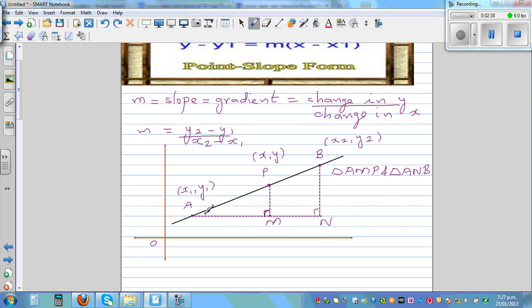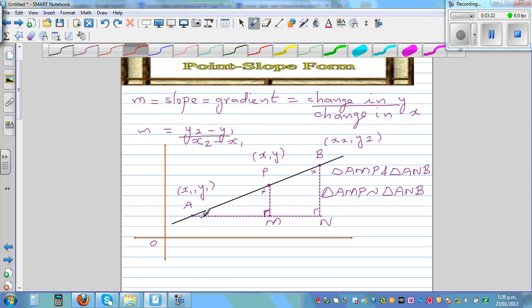This is a common angle. These two are parallel lines, and you can consider this as a transversal. So you can say this angle is equal to this angle because they are corresponding angles. So now we can say very clearly these two triangles are similar. Triangle AMP is similar to triangle ANB. AMP is the daughter triangle, and ANB is the mother triangle.